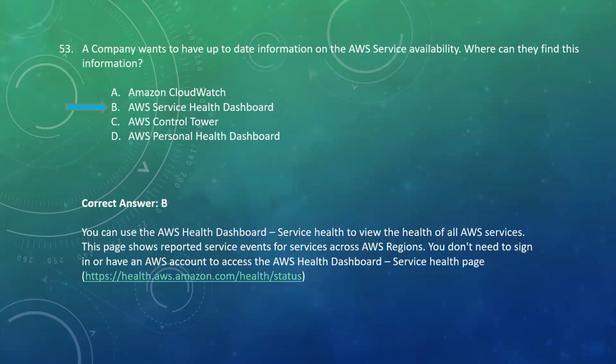You can use the AWS Health Dashboard Service Health to view the health of all AWS services. This page shows reported service events for services across AWS regions. You don't need to sign in or have an AWS account to access the AWS Health Dashboard Service Health page.